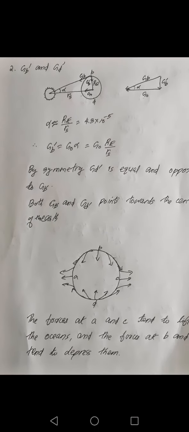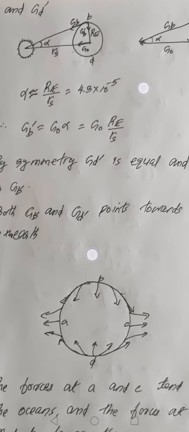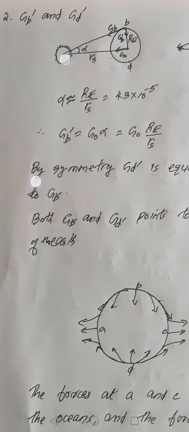Now we can calculate GB prime and GD prime. For that I made a figure like this: sun, earth. Here the earth is drawn a little bigger than the sun. It means the sun is far away, that's all. Actually the sun is bigger. So this is the center and the point B. If I make it like this, you know RS is very much bigger than RE. Therefore the angle is alpha. So I choose alpha approximately equal to RE by RS. So your RE is something like an arc. Alpha is actually very small.